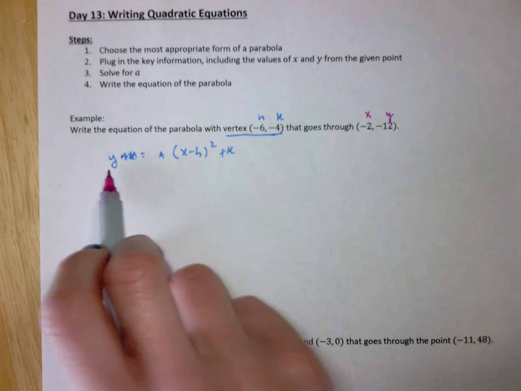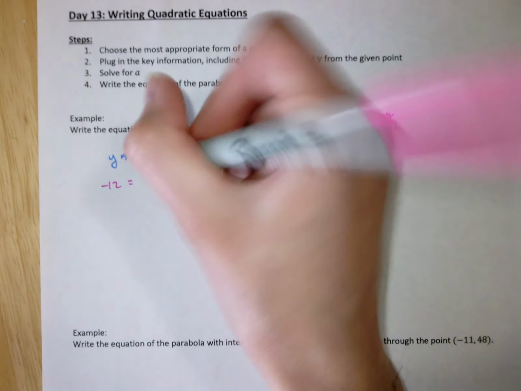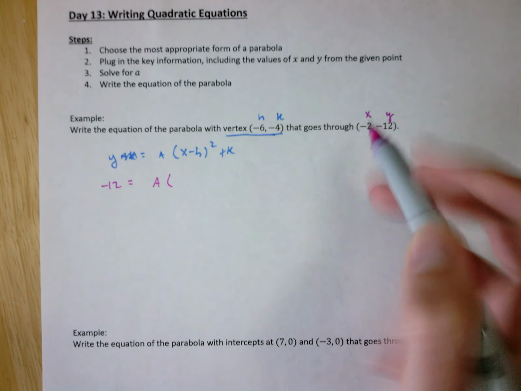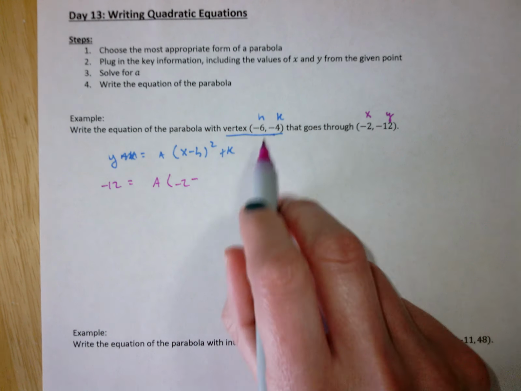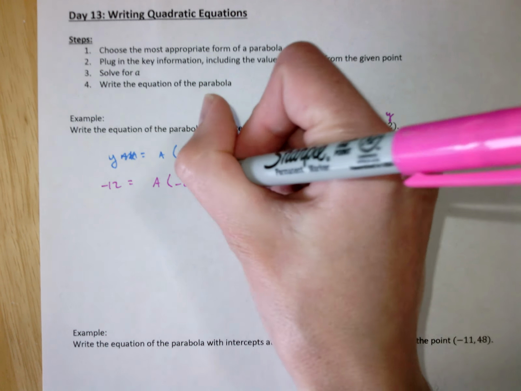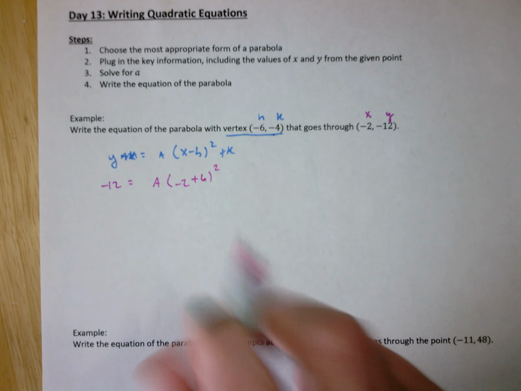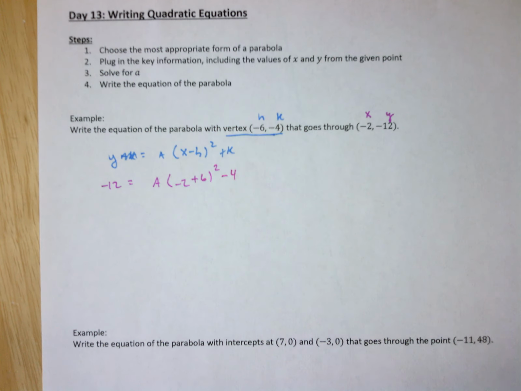Okay, so I'm going to plug in. So my y coordinate is -12. Okay, my a value is the unknown that I'm solving for. My x value is -2. Don't forget there's a minus built in. h is -6, so I'm doing minus -6. That's like plus 6. Don't forget the squared. That's a common mistake. And then plus the k value, which is -4.